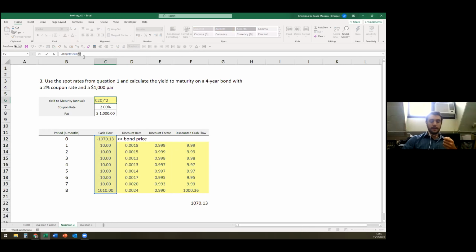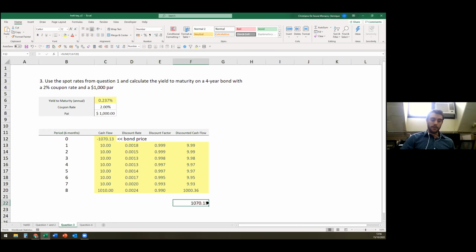If you run the internal rate of return formula here on those cash flows, you would get, let me put that as a percentage, 0.12%. But remember, if you did it like this, you're getting the internal rate of return on the semi-annual periods. So to make it annual, you just multiply that by 2 here. Okay. So yeah, 2.237% over here.